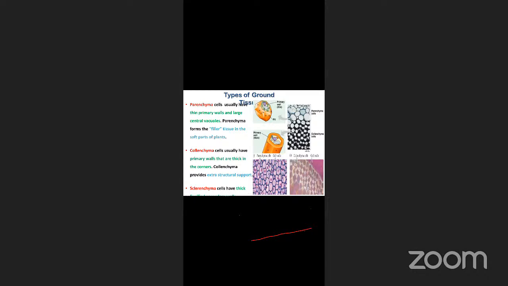Next, sclerenchyma. Sclerenchyma cells are very thick cells. Sclerenchyma is again of four types: brachysclerites, macrosclerites, and astrosclerites. All these are very hard types of tissues.